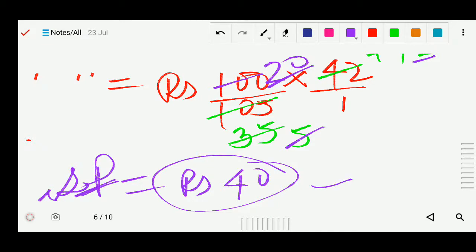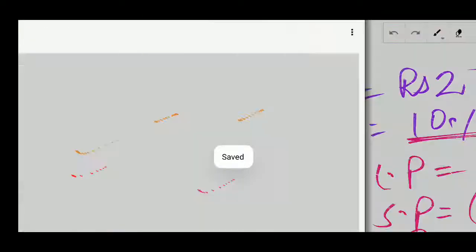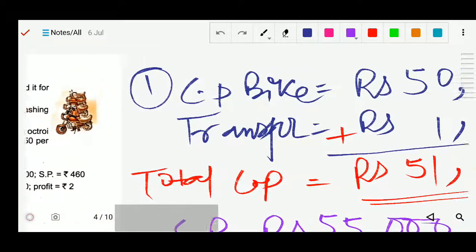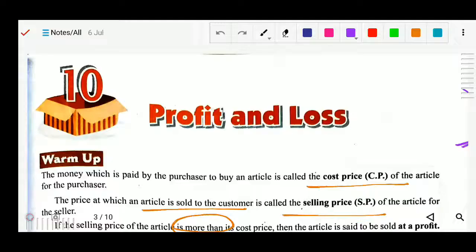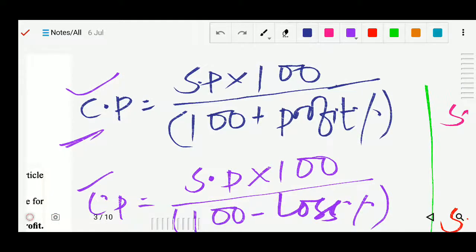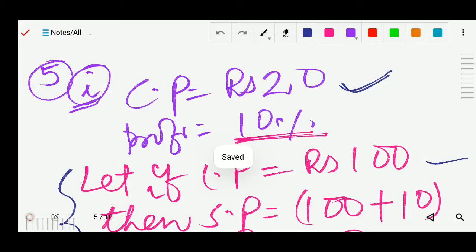Got it? By the formula also you can solve. Which formula? See, in this we have to find the cost price. Selling price is given and profit is given, so we will use this formula: cost price equals selling price into 100 by 100 plus profit. By this formula also we can solve.